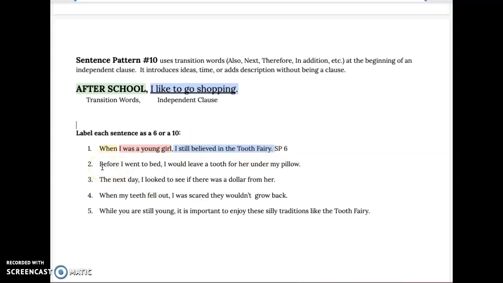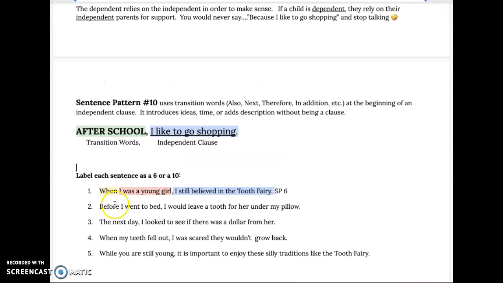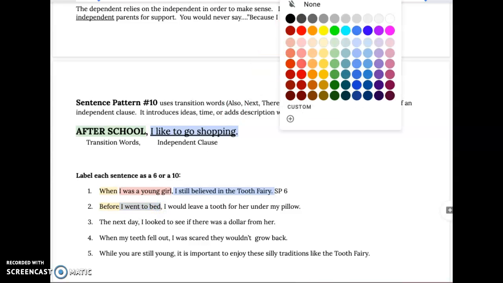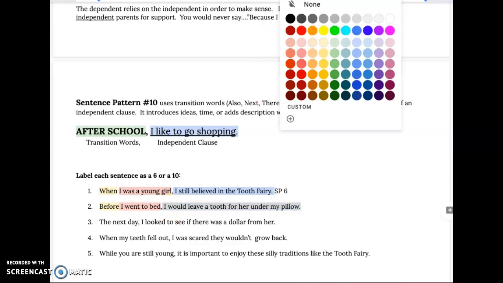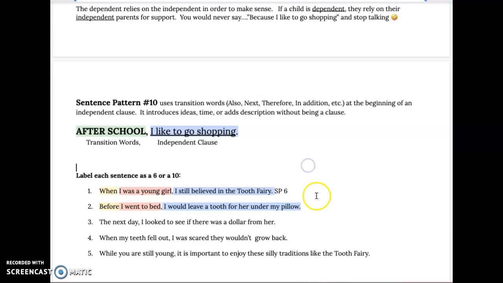Before I went to bed, I would leave the tooth fairy a tooth for her under my pillow. Well, is it a 6 or is it a 10? You got to look at what comes first. Does this portion here have a marker word plus an independent clause? Why, yes. Yes, it does. So let's do this in yellow. Let's do the rest of it in red. Cool. And then here's your independent, right? It helps the sentence make sense. This is sentence pattern 6.